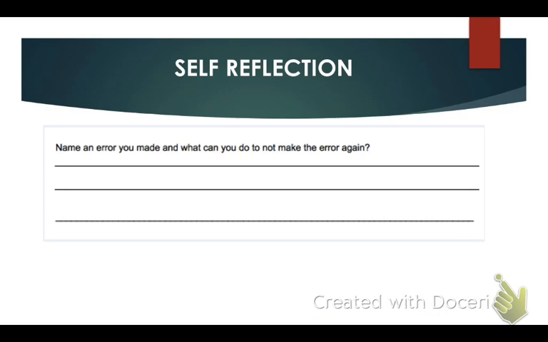First, what I'd like for you to do is name an error that you made, and what can you do not to make that error again. Something I do is I like to put parentheses, and that protects my signs, reminds me of distribution property. So that's something I do.